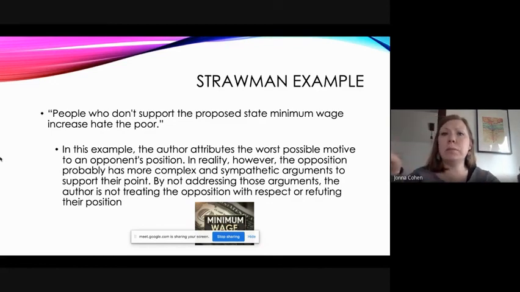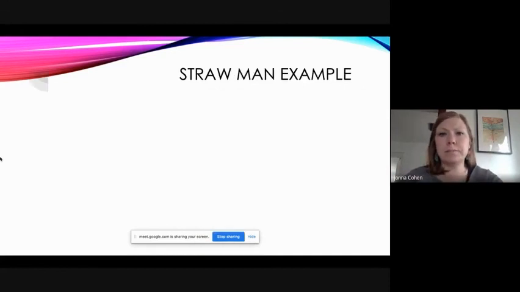They're saying they hate poor people. And they're like, hold on, that's not even what we're talking about, right? So they weaken their argument and they knock down that weak argument.